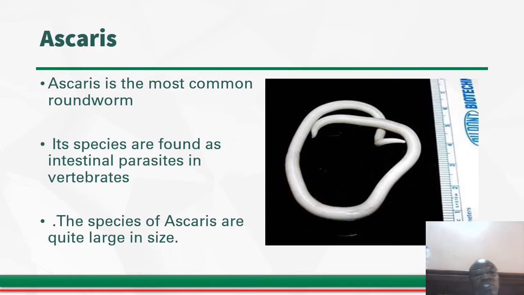We are going to use Ascaris as one of the examples of the nematodes. And of course, it's a common roundworm that we know. And its species are found as intestinal parasites in vertebrates mainly. So the species of Ascaris are quite large in size, as you can see in the picture at the right side of this slide. That is the nematode Ascaris.